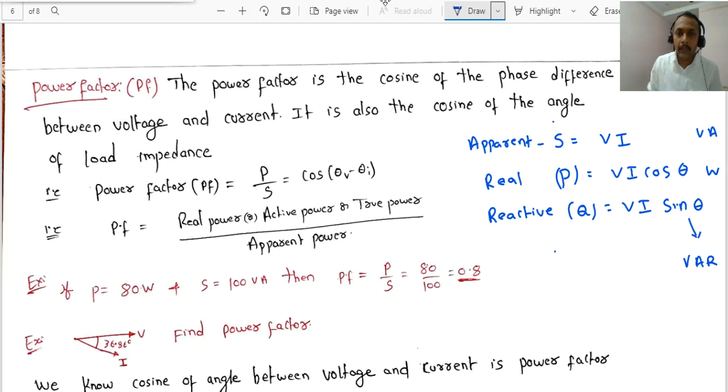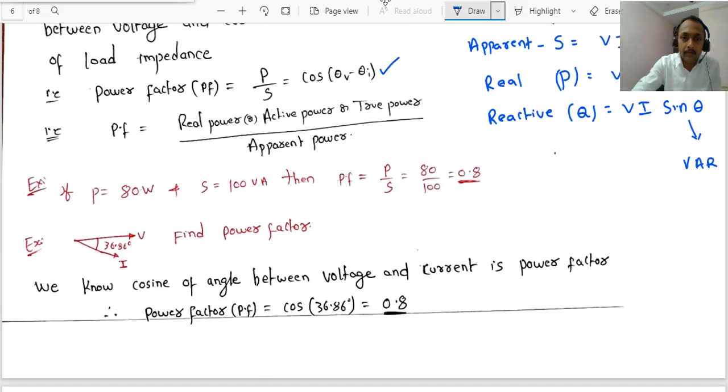Now if you take simply the ratio of capital P divided by S, what will happen? VI cos theta by VI, the VI gets cancelled. Simply you will get cos of theta V minus theta I, the cosine of the angle between voltage and current. That is defined as the power factor. It is a ratio of which two powers? Real power and apparent power. Now let me do a small problem.